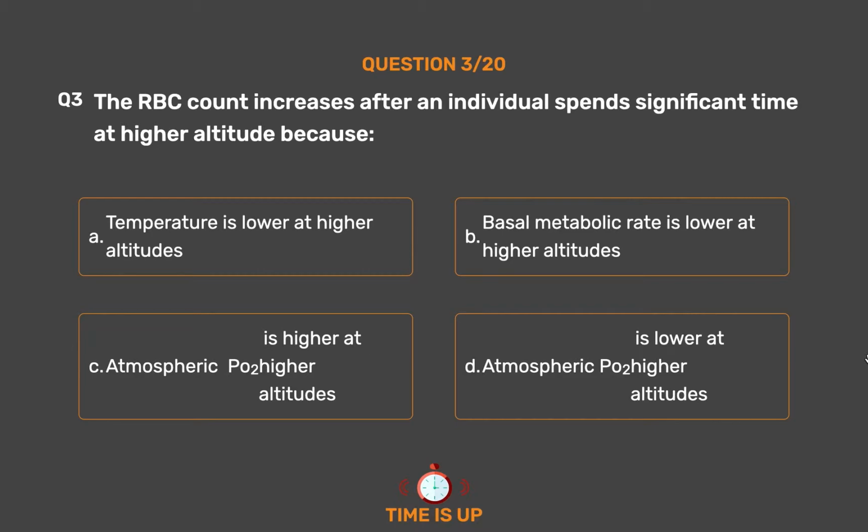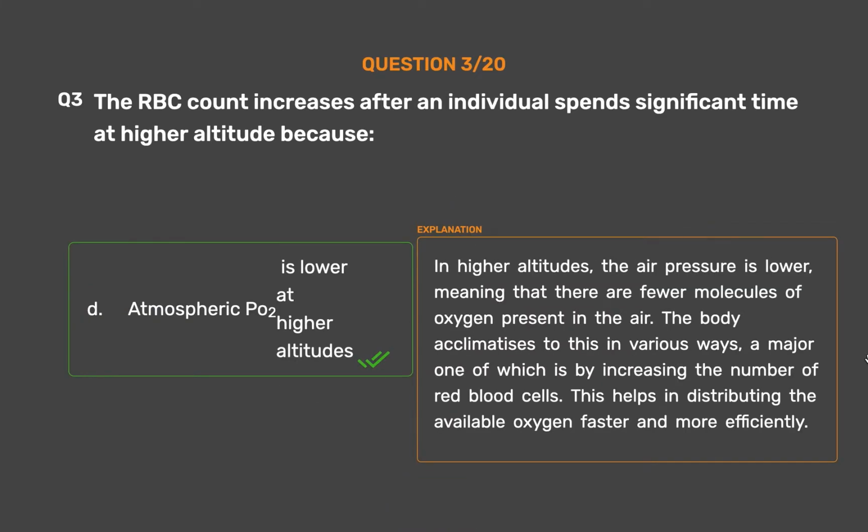The correct answer is option D. Atmospheric PO2 is lower at higher altitudes. In higher altitudes, the air pressure is lower, meaning that there are fewer molecules of oxygen present in the air. The body acclimatizes to this in various ways, a major one of which is by increasing the number of red blood cells. This helps in distributing the available oxygen faster and more efficiently.